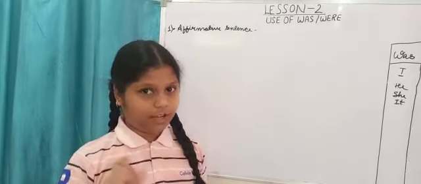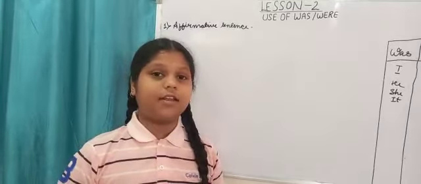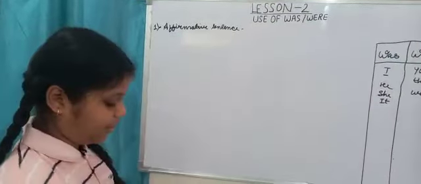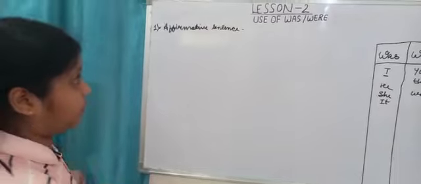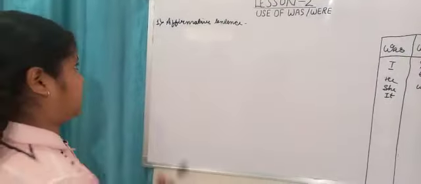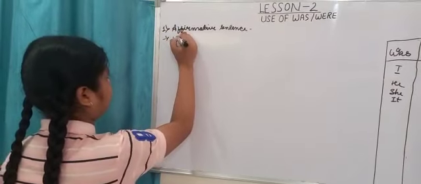Now let's proceed. In my first episode I have explained that there are three kinds of sentence: affirmative, negative and interrogative. Firstly, we will take the example of affirmative sentences. We will apply was and were with the example of affirmative sentences. Firstly, we will take was.